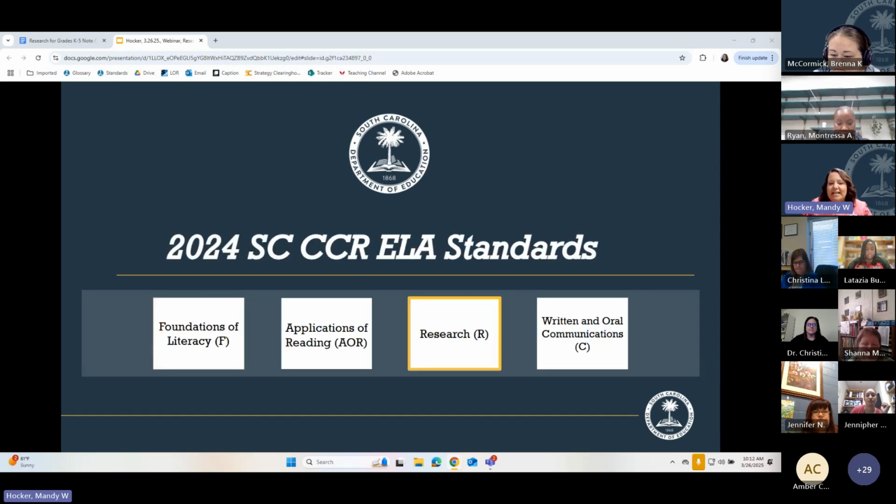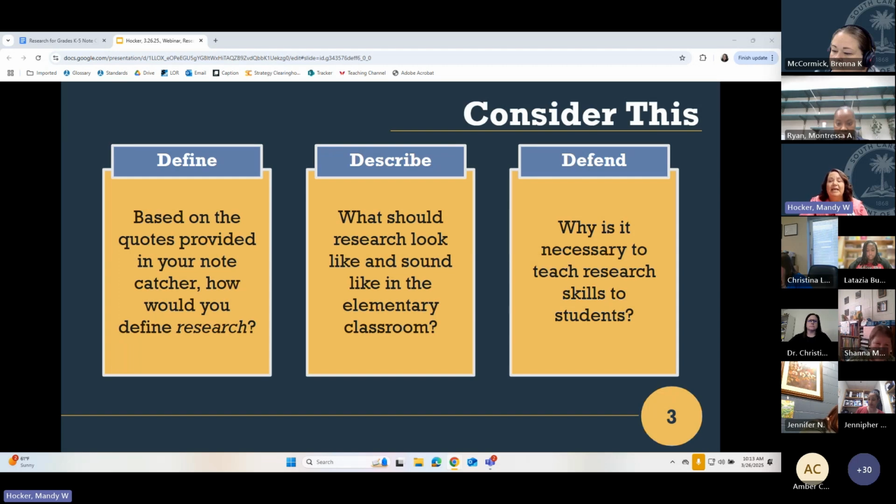So first, let's dig into our ELA standards. If you've been with us any time before, you've seen this slide, right? So here are the 4 strands of our ELA standards. We know that research is its own standalone strand. Now, this is a transformation of sorts from our 2015 standards, where research was titled inquiry, and it was used a little differently as well. So that has been quite a shift for us as educators. And because of that shift, we want to really calibrate our base knowledge around research.